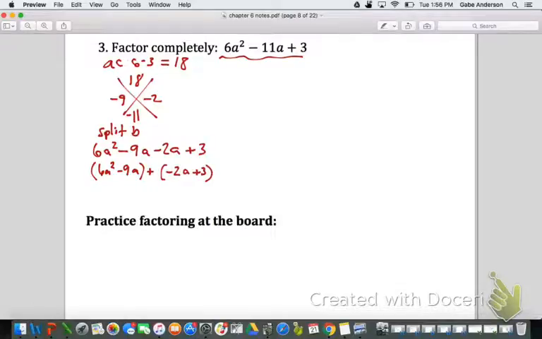Once I've done that, I'm going to ask myself, is there anything in common in that first parentheses? 3a. Yep, I agree. 3a. And when you factor out the 3a, what's left over? 2a minus 3. Good. Now we compare that to the second binomial. The second binomial doesn't have a real obvious GCF, but did you notice how that's almost the exact same thing as the leftovers on our first term?